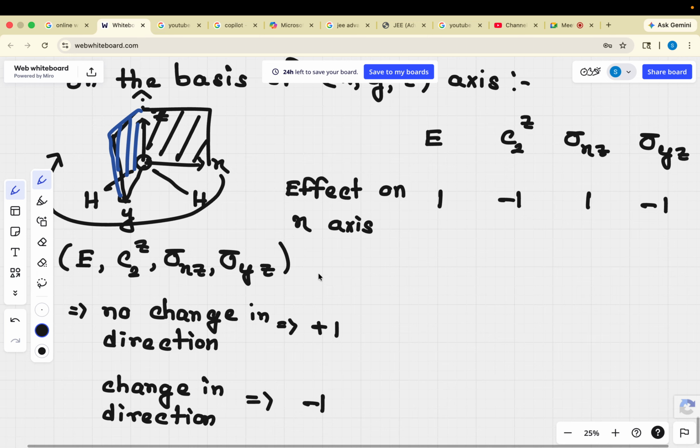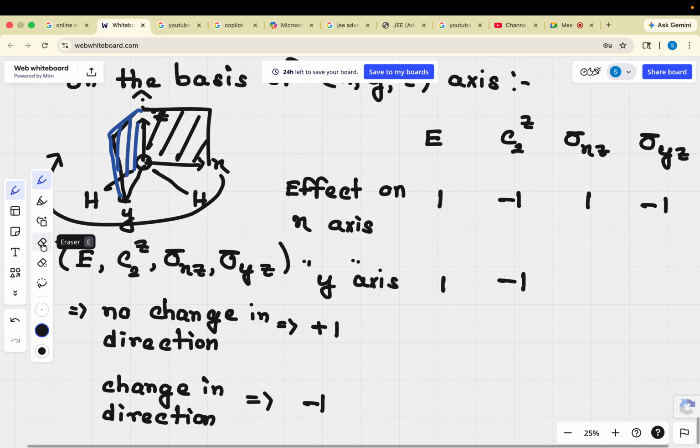Now similarly you can do the effect on which axis? The y axis. For the E operator it will not change, it will be 1. Now suppose you have C2z, along the z axis I am rotating it, so that time definitely the y axis will change its position, right? So it will be minus 1.